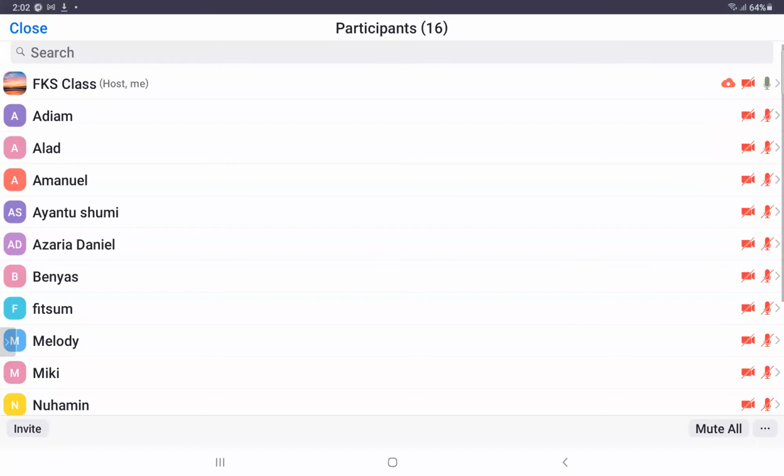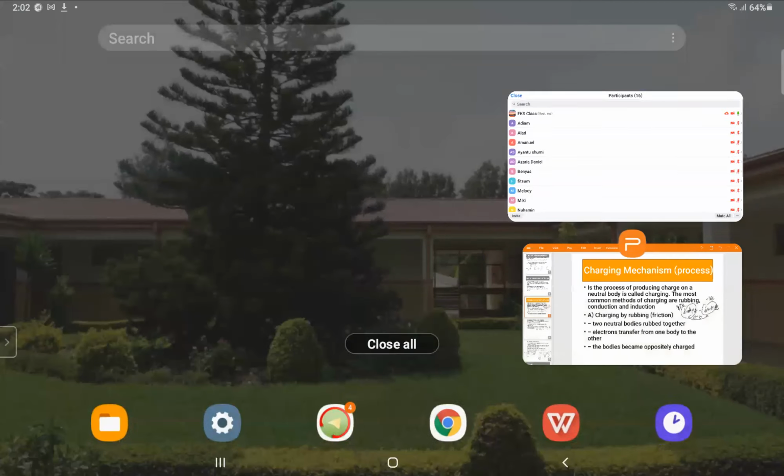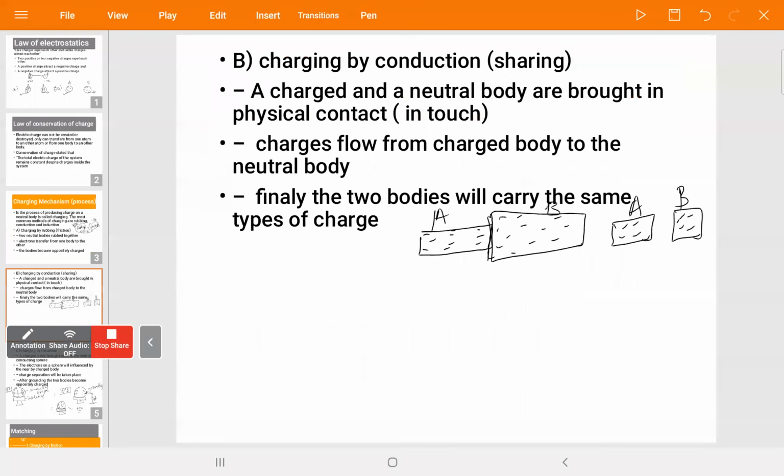And the second mechanism is charging by conduction. For charging by conduction to happen, we first need a charged body. One needs to be charged, and the other one can be neutral. Then when the charged body is in physical contact with the neutral one, there will be electron transfer or charge transfer between these two bodies. The one that has a charge will give charges to the neutral body, or charges will flow from the charged body to a neutral body.